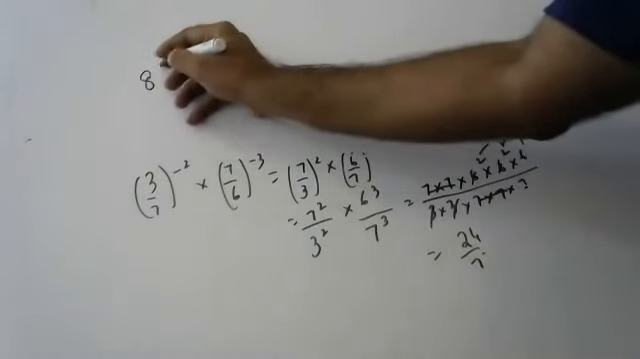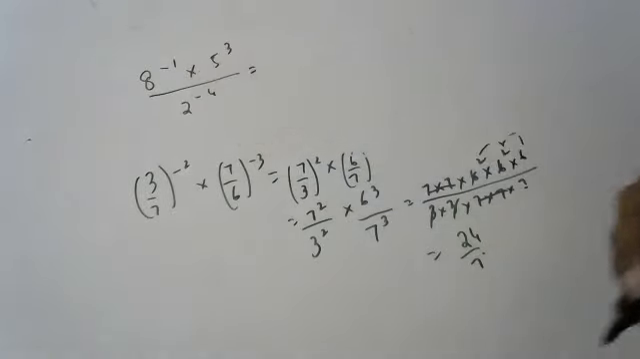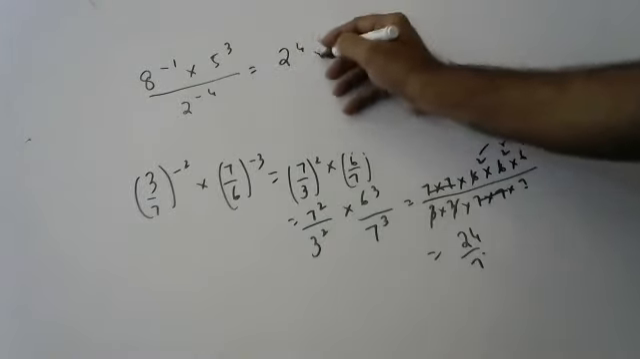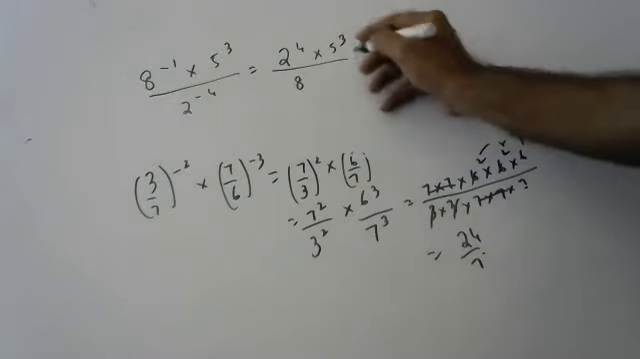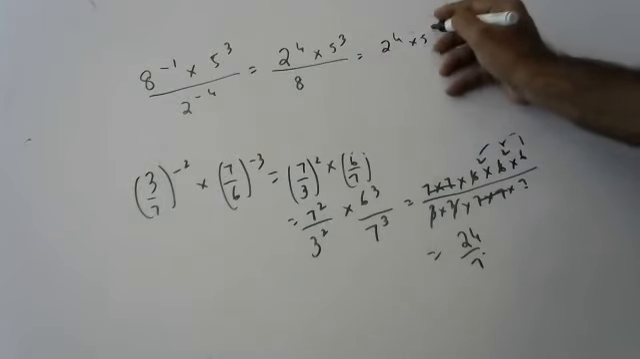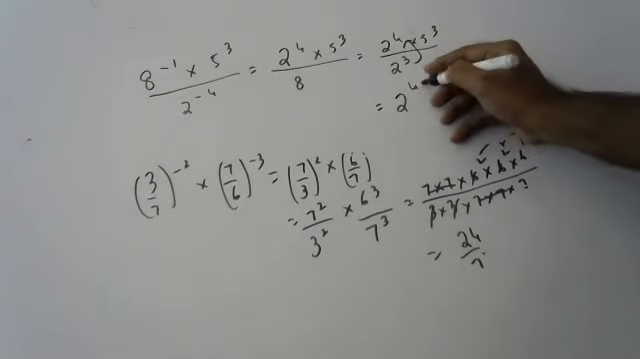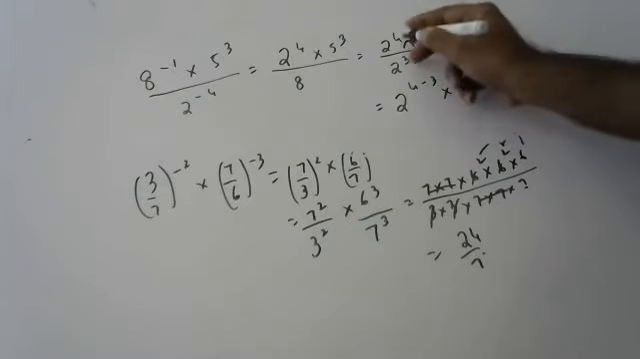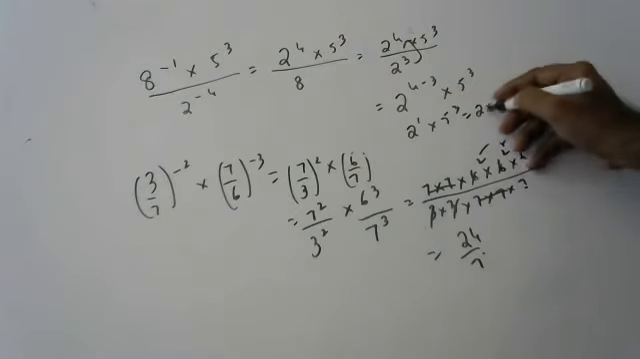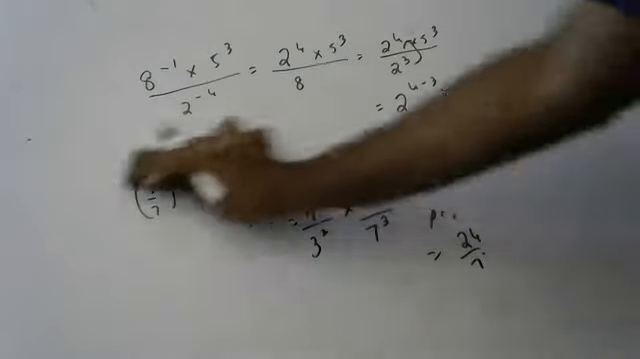Vedant, tell me the sum. Sir, 8 will go down, 2 will go up. So 2 to the power of 4 into 5 cube by 8. Okay. 8 can also be written as 2 cube. So 2 to the power 4 into 5 cube by 2 cube. 2 to the power of 4 comes up, means minus 3. So 2 to the power of 1 into 5 to the power of 3. 2 into 125 is 250. Very good, fantastic.